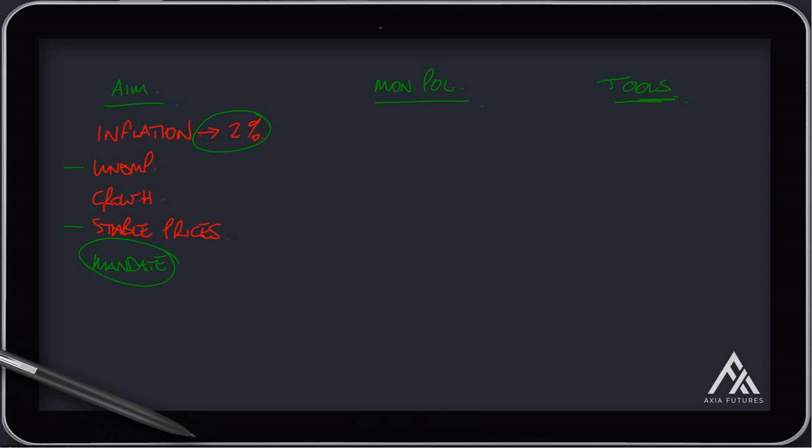So how do they go about achieving these goals? And this all comes down to monetary policy. Traditional monetary policy has two key areas. There is either the setting of interest rates or the control of the money supply. So we're going to have a look at those in a moment.